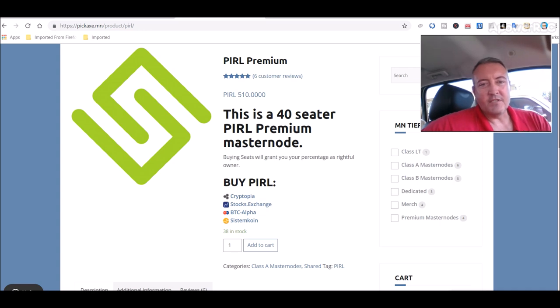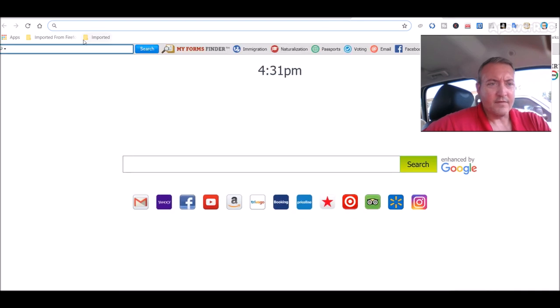So I'm thinking I'm going to get two seats here on PIRL. I downloaded the wallet. It's just taking a long time to sync up. So once that's synced up, I'll go ahead and get two seats on the PIRL shared masternode here, and that should bring in just a little bit more passive income per month in the future.